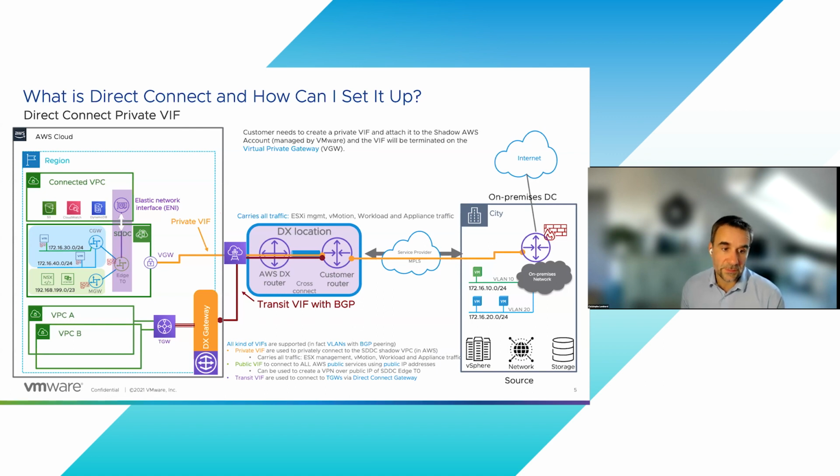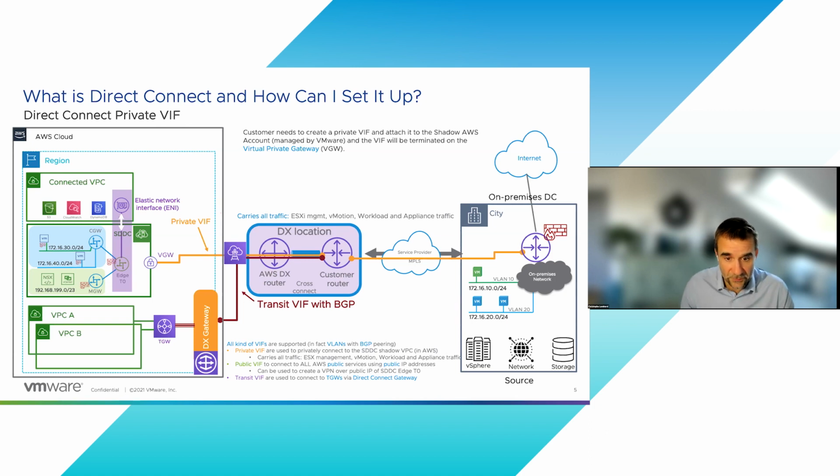And what we can say is that on the public VIF is advertised, for instance, the edge public IPs that will allow the customer as well to establish VPN sessions through this Direct Connect public VIF. So there are multiple options there. The most one we see customers leveraging is the private VIF, because that is just giving access to the SDDC in a very common and secure manner.